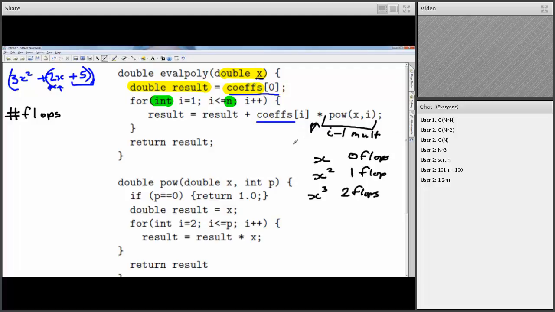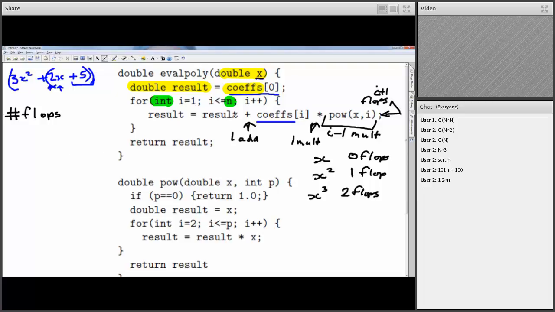We have a multiplication symbol, so there's another 1 multiplication. And I've got a plus, so I've got 1 add. So on this line, in total, I've got 1 plus 1 plus I minus 1. Adding them up, I've got I plus 1 flops, floating point operations, on that line. So that's pretty much what it's doing. To work out each term, it's going to take I plus 1 operations just to get the next term and add it to my current result.